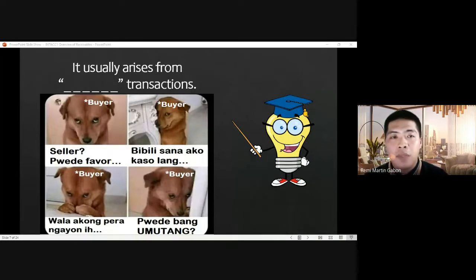So in the picture that I have presented, I know it's a meme. Okay? Sabi dyan, seller, ready favor. The buyer is asking a favor from the seller. The buyer wants to buy pero wala siyang pera. The buyer is asking if pwede bang umutang. There is a specific terminology wherein utang could be related. Receivables are arising from blank transaction. The blank there is referring to a specific term that receivables could be related to generally. Right? Utang is one of the associations on that term.